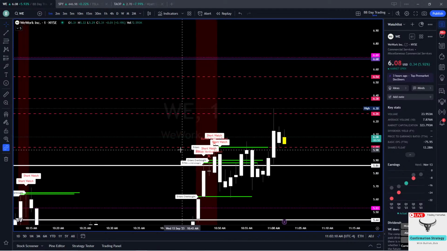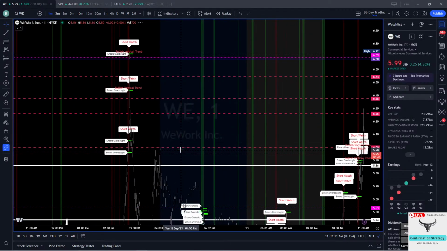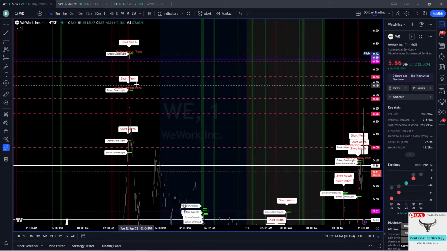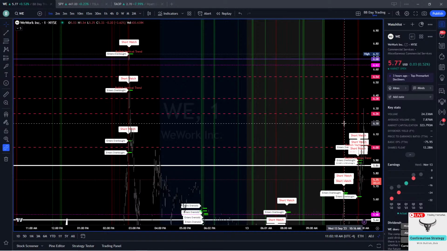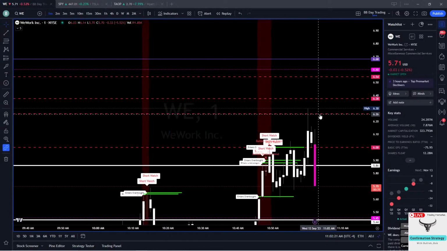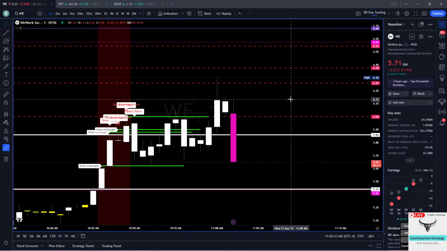Is it bullish momentum? Not necessarily. Is it continuation? No, not necessarily. But why? Because it already achieved these highs. It already hit a high of $6.72. And look at it dropping. Look at this. Do you see what I mean, guys? Do you see what I'm saying here?